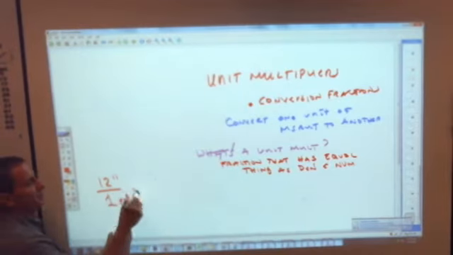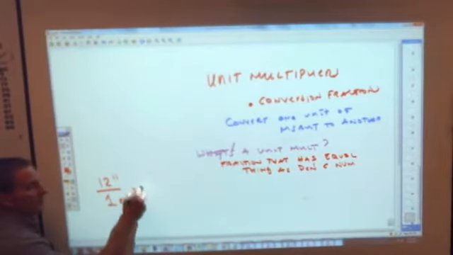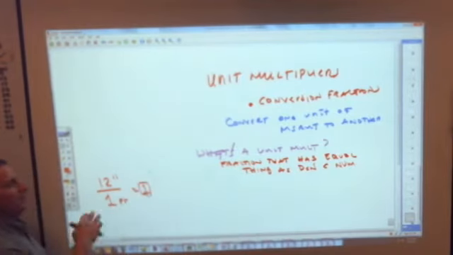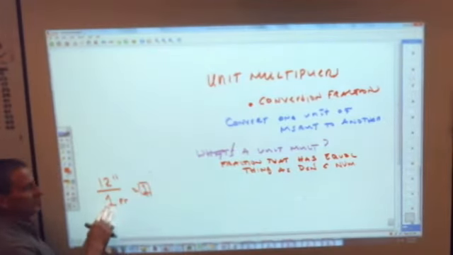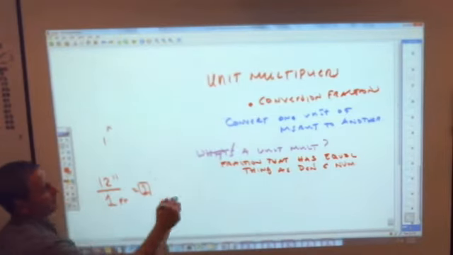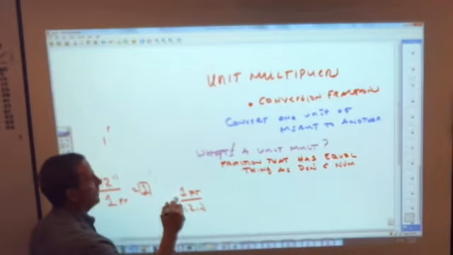By the way, when you put two equal things over each other, what does that fraction actually equal? 6 over 6 is 1. 12 inches over 1 foot is actually the same as 1. We'll talk about that a little bit later. Okay? I can make a unit multiplier of 12 inches equals 1 foot. I could flip that over and say 1 foot is the same as 12 inches.